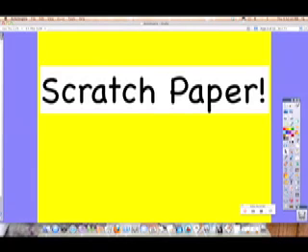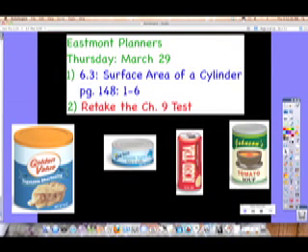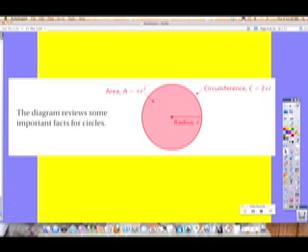Raise your hand if you have titled your note paper, Surface Area of Cylinders. Nice. What's a cylinder? Cylinders, like these cans. It's a concept check. So if I highlight just this part of the circle, what is it?